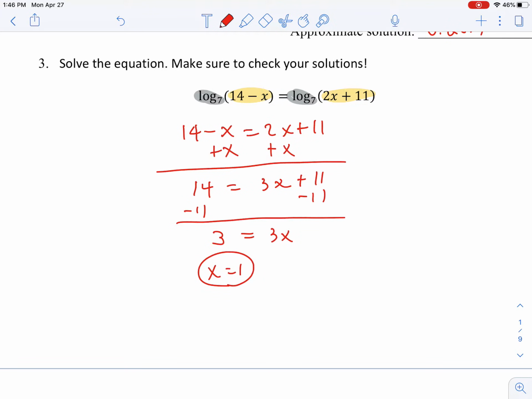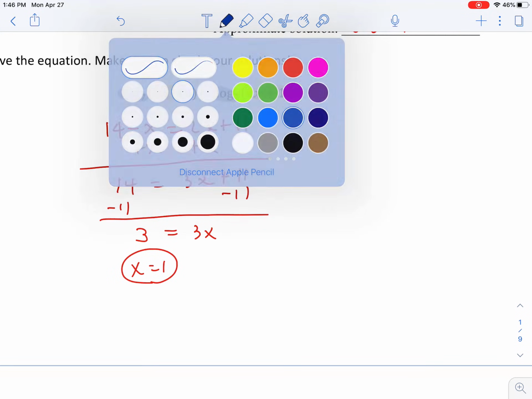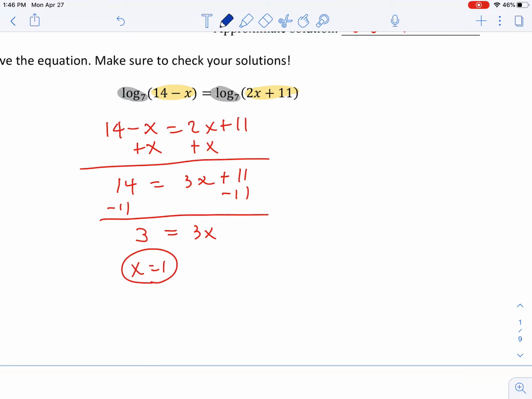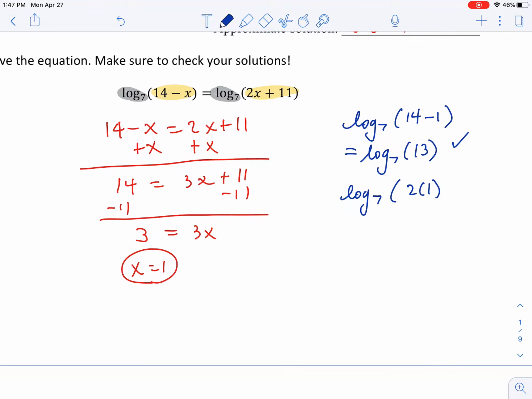So what you will need to do now is check your solution. Because for log, if you plug it in and you get a negative argument, then that's not really a solution. So if you do log base 7, 14 minus 1, that turns into log base 7, 13. That checks. 13 is a positive number. That's good. If you get anything like 0 or negative, throw out that answer. That's when you have an extraneous solution. Let me plug it into the other side. I will get 2 plus 11, so I get log base 7, 13. And notice how the left side and the right side came out the same.